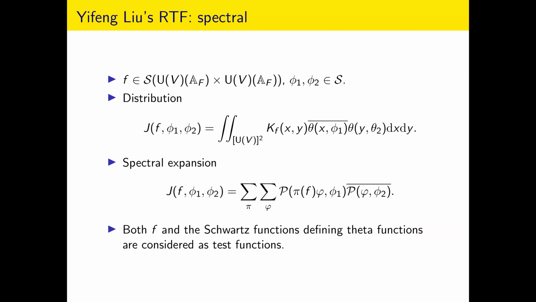The one thing to note is that in the definition of theta functions, there's a Schwartz function. And this Schwartz function needs to be considered as a test function together with this f. So we now have three test functions. We have this test function on the group, and we also have two Schwartz functions as test functions. And we can vary them. So this is the geometric side. Now, this is the spectral side.